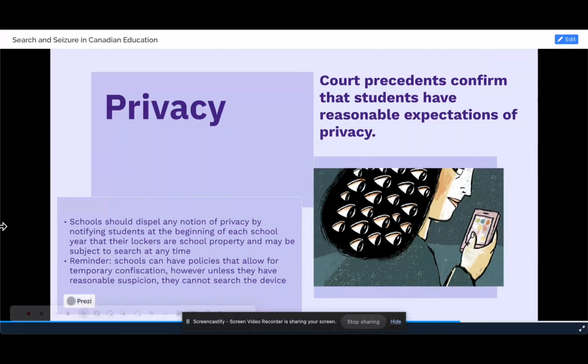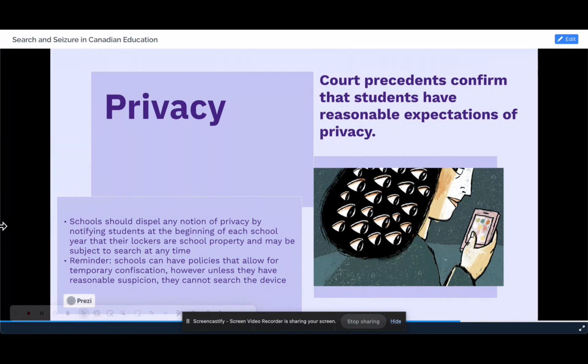Privacy. In terms of the Charter, Section 8, Code of Professional Conduct, and the TQS, students have a reduced expectation of privacy in schools in relation to searches by administrators for the purpose of maintaining a safe school environment. Schools should dispel any notion of privacy by giving students a heads up at the beginning of each school year that their lockers are school property and may be subject to search at any time given within reason. A reasonable reminder, schools have policies that allow for temporary confiscation.